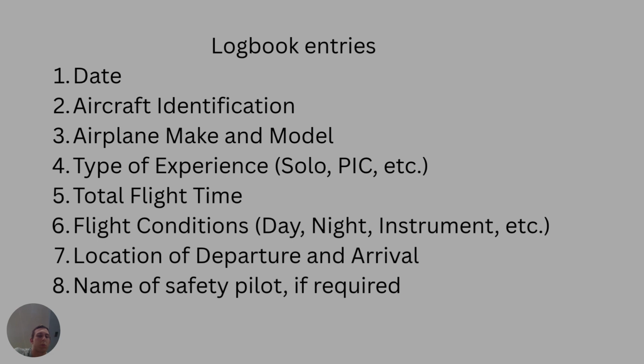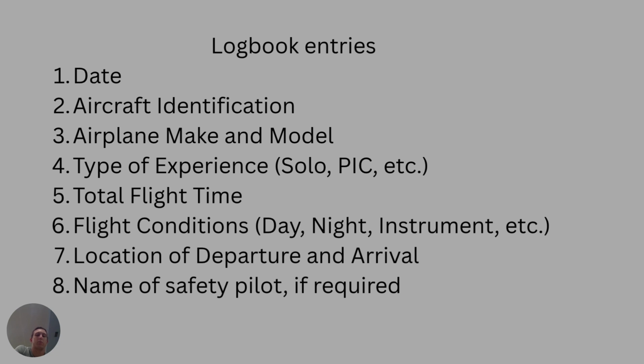So, logbook entries. Logbook entries are pretty straightforward. You're going to put the date you flew, the date you completed the flight. You're going to put the aircraft identification, so it's really going to be the tail number, November 123 Tango Zulu, something like that. Pretty typical. Then the airplane make and model, like a Piper PA-28-181.